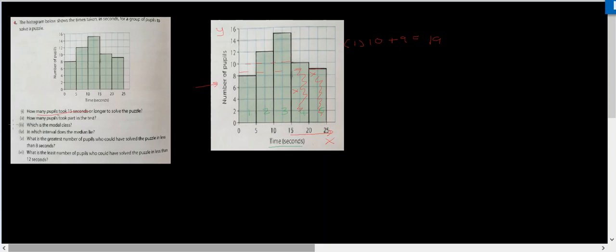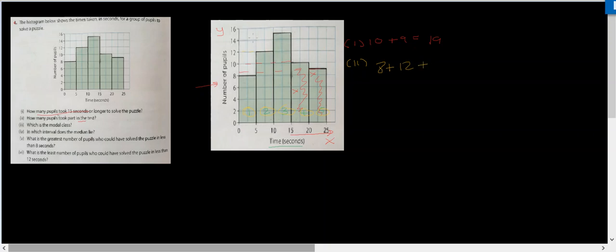The second part then: how many pupils took part in the test? Basically, you have to find out what each bar represents, the number of students, and then add them all up. If we take bar 1, go to the top and read across, that represents 8 students, so you have 8 plus, for bar 2, 12 students.